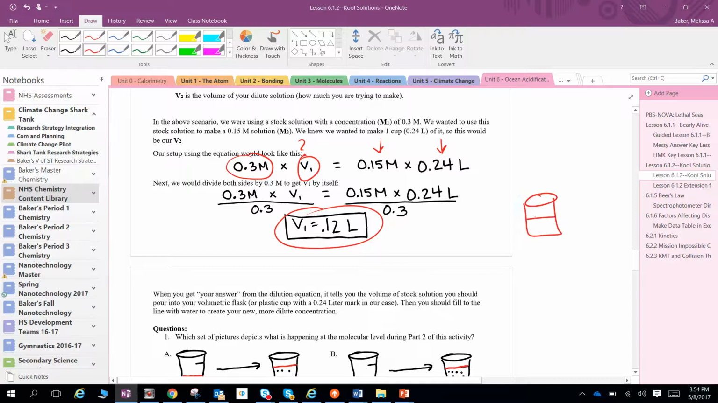So to finish this off, this is exactly what we did. We took 0.12 liters of the stock solution. I guess I should draw my cup a little bit better. Here's my cup with my line. We filled it halfway with the really concentrated Kool-Aid, and then we filled to the line with water and mixed it up to spread out those particles.